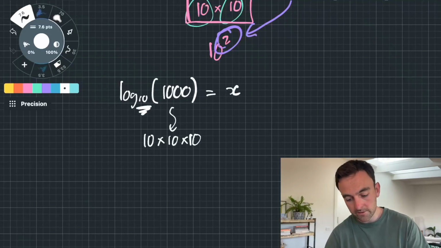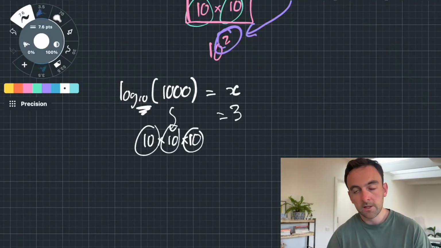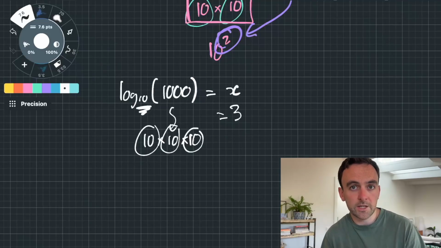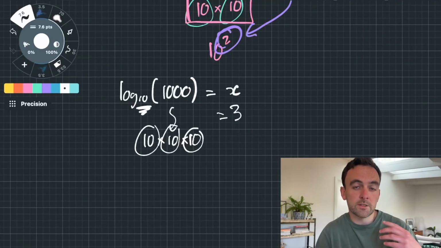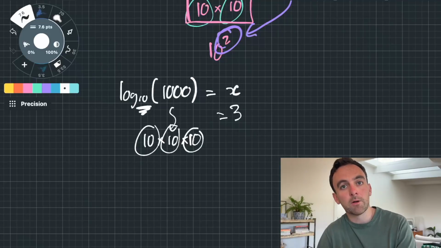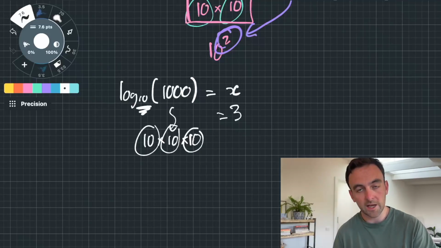That will give you the answer. So here we've got 3 tens, so this just equals 3. And it's as easy as that. But I actually think it's easier just to convert the number into scientific notation, because when we convert into scientific notation, that's just putting it into a power format. And that's actually telling us how many times we need to multiply by 10, which is exactly what we need for our answer.